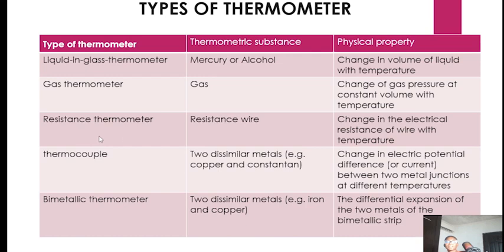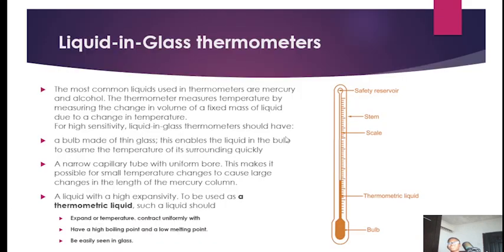We have the resistance thermometer, and the thermometric substance is resistance wire. We have the thermocouple, and two dissimilar metals, e.g. copper and constantan, will be the thermometric substance. And we have the bimetallic thermometer, and the thermometric substance will be two dissimilar metals, e.g. iron and copper. The liquid in glass thermometer.